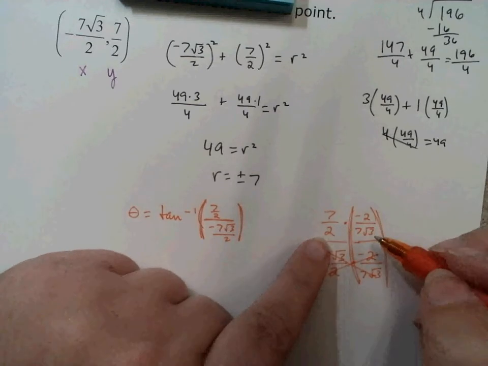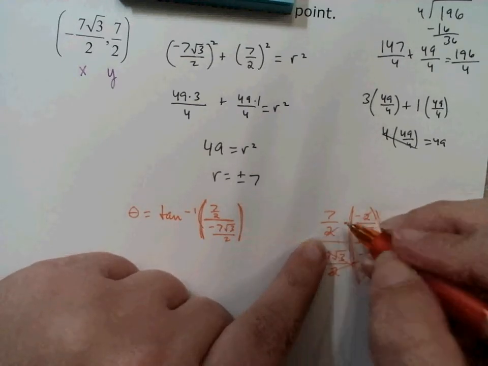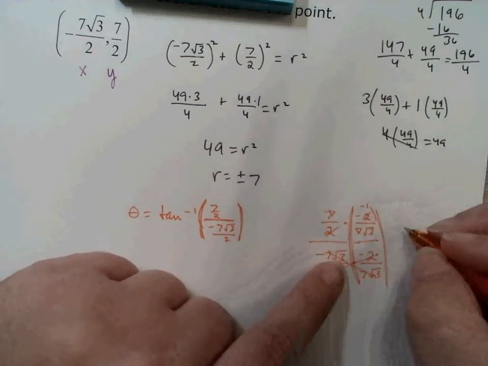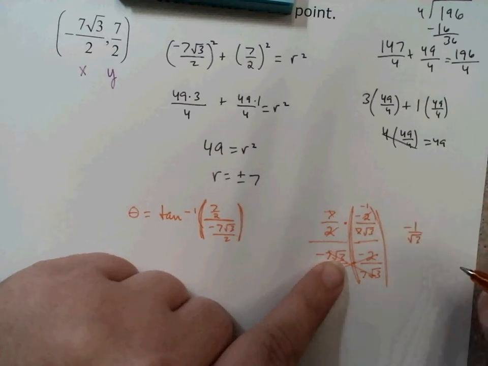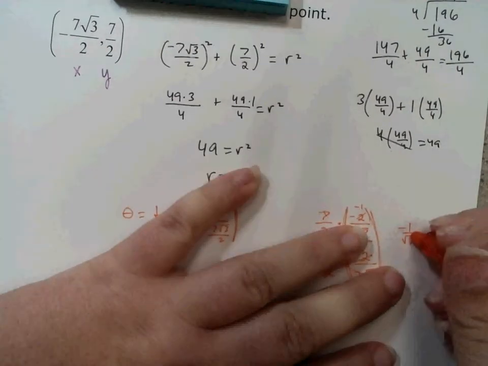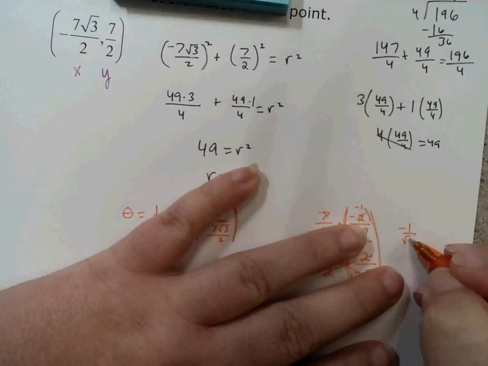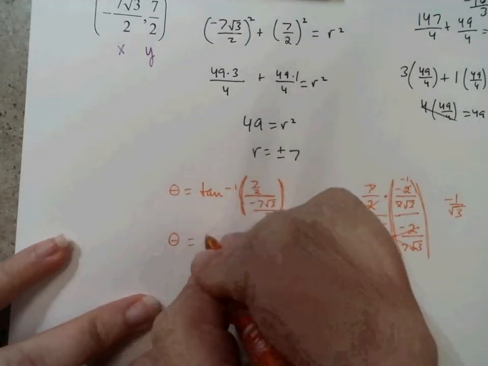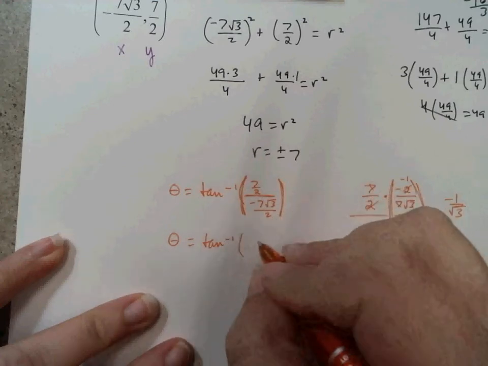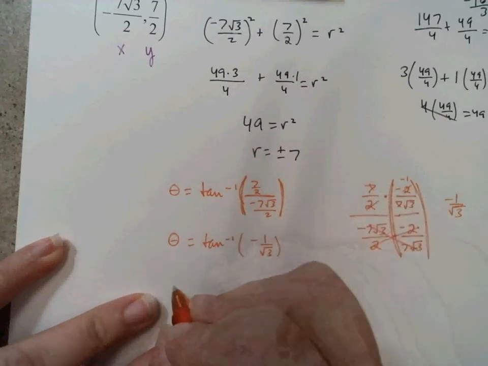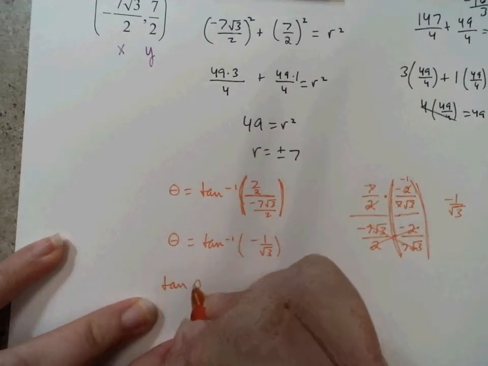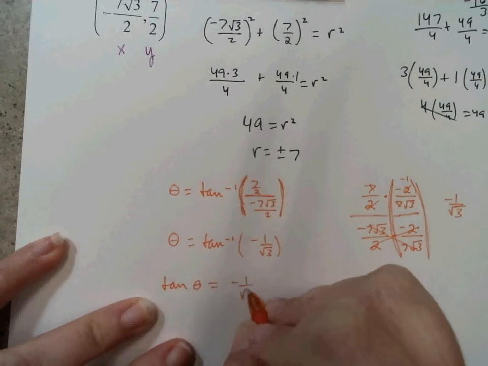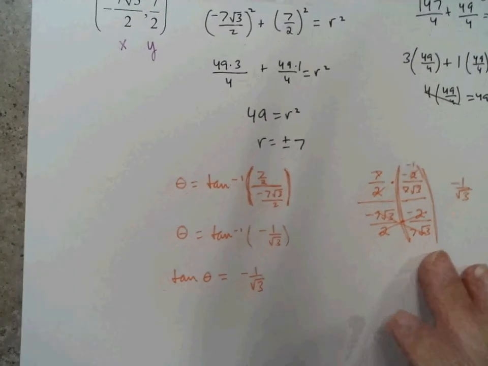But these two simplify out with each other, and then I'm just left with this, right? The 2 simplify, the 7 simplify, I'm left with a negative 1 on top. This is negative 1 over the square root of 3, or negative root 3 over 3. But I'm going to go ahead and leave it like this because that is a little bit more informative as far as the unit circle goes. Theta equals tan inverse of negative 1 over the square root of 3, or tangent of some angle is negative 1 over the square root of 3.